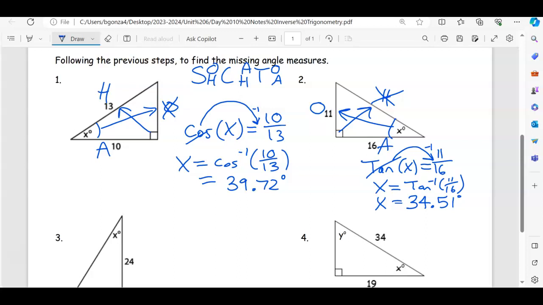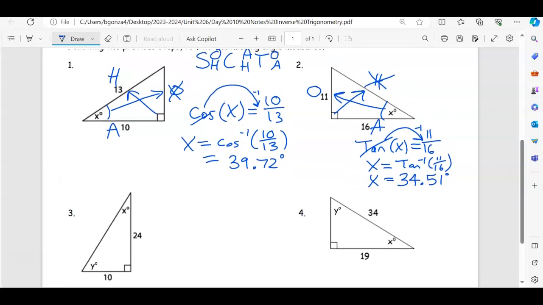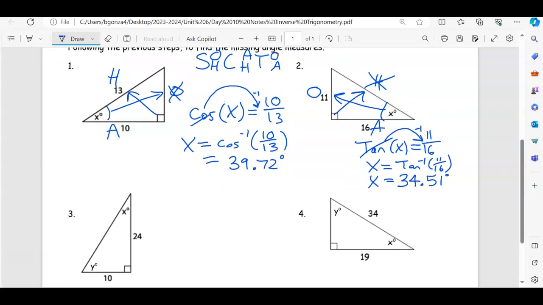Now, what's weird about 3 and 4 here? What do you notice? What's weird about 3 and 4? Okay, there's a y, right? So if there's more than one letter, you can't do both at the same time. Just pick one to start with. Let's start with x. So again, might as well start with x.